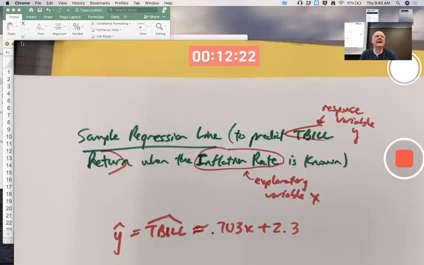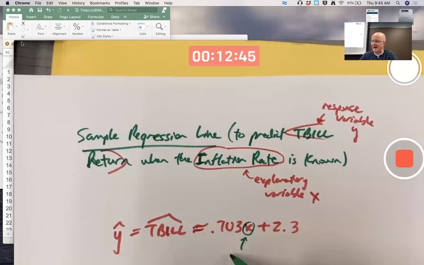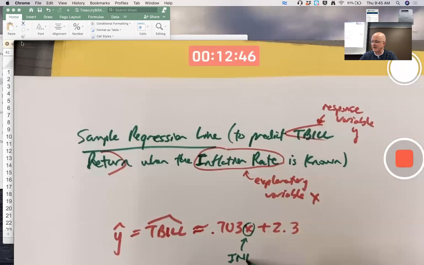What's the most basic kind of application of this? The most basic kind of application is to plug in a value of X and get a value of Y. Get a predicted T-bill response when you know the inflation rate. By the way, you could also use a more descriptive name for X. You could maybe label that INFL or something.